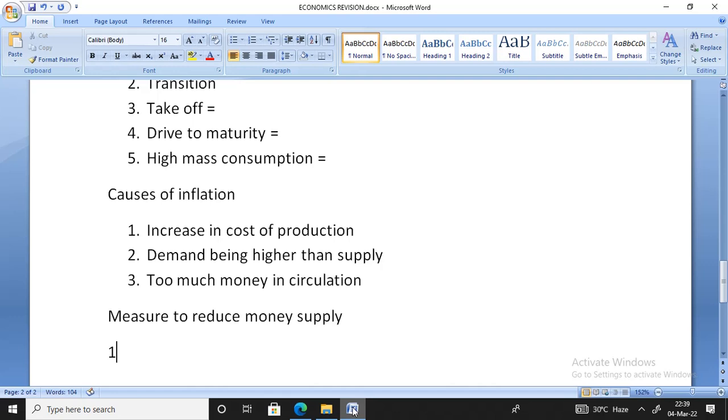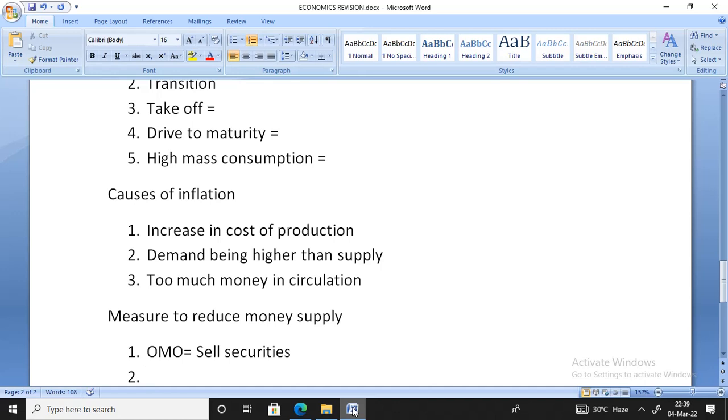Number 1, you have to deal with the OMO. We call it OMO, open market operations. Open market operations is where the central bank participates in buying and selling of securities, government bonds and government treasury bills. So for the government to reduce money supply in circulation, government should sell securities. That will reduce money supply.